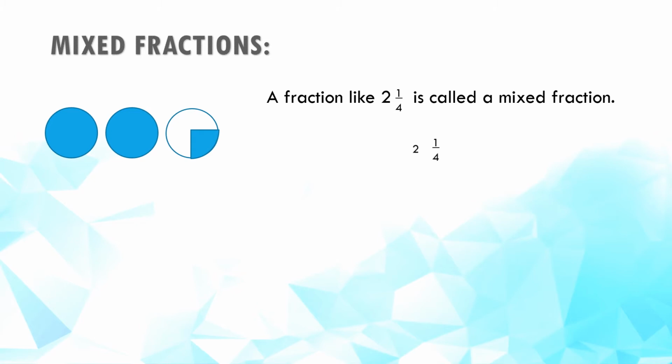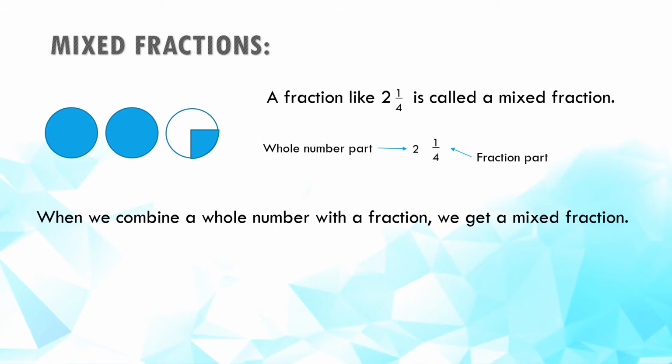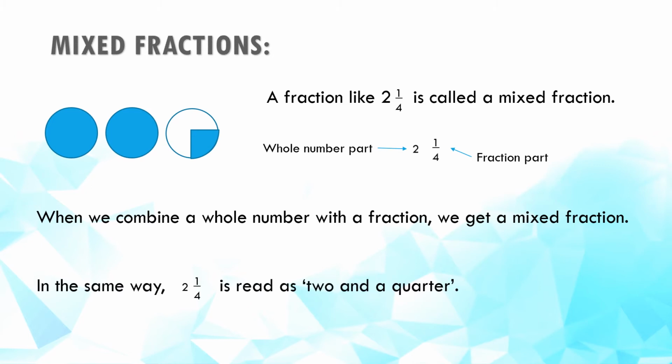So 2 is the whole number part and 1/4 is the fraction part. When we combine a whole number with a fraction, we get a mixed fraction. In the same way, 2 and a quarter is read as 2 and a quarter.